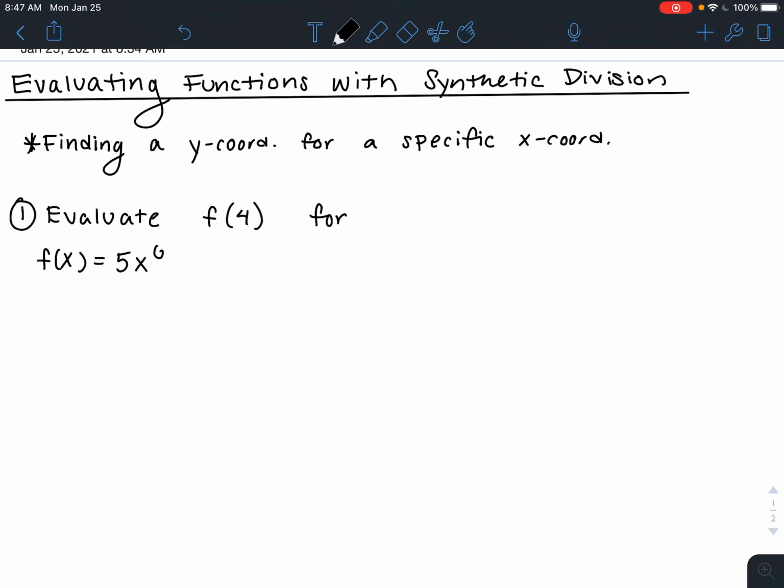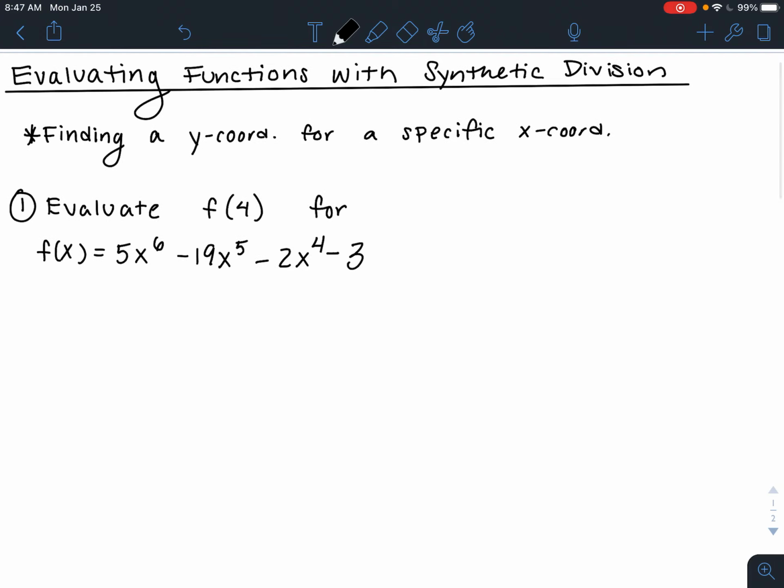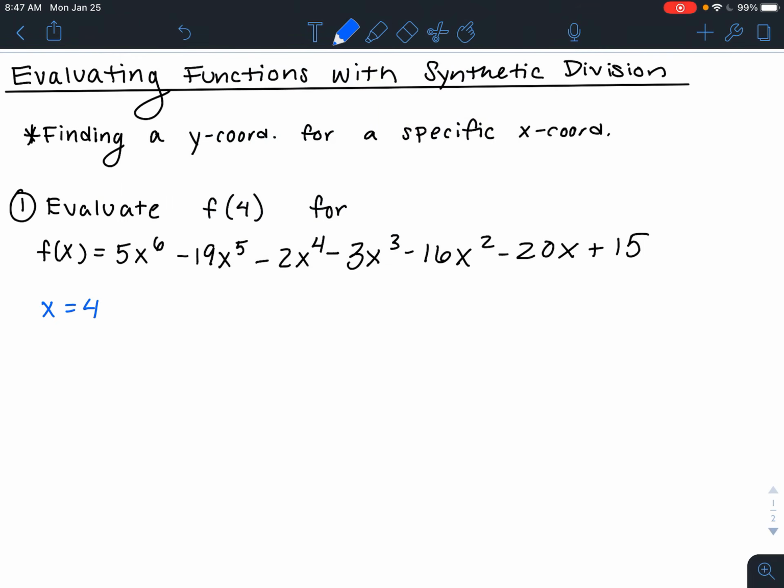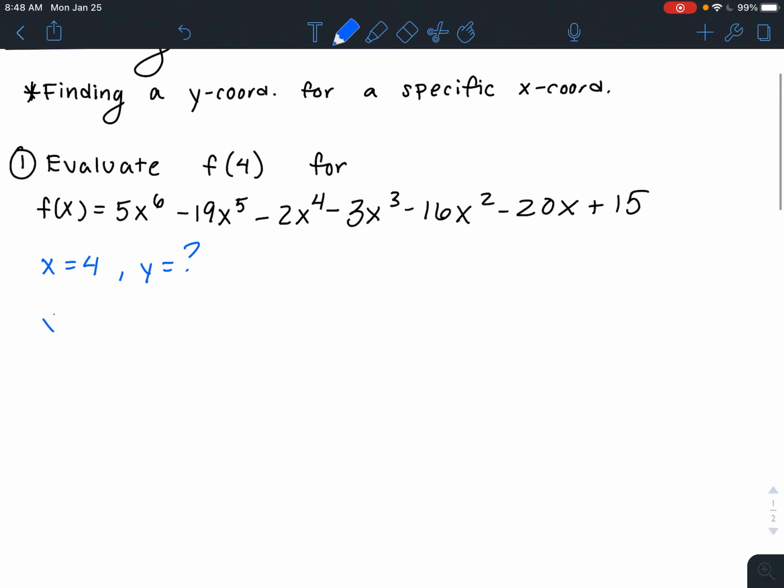equals 5x to the 6th minus 19x to the 5th minus 2x to the 4th minus 3x cubed minus 16x squared minus 20x plus 15. So what we're told here is that x is equal to 4, y equals what? When you're finding f of 4, you're finding the y value. So y is equal to f of 4.